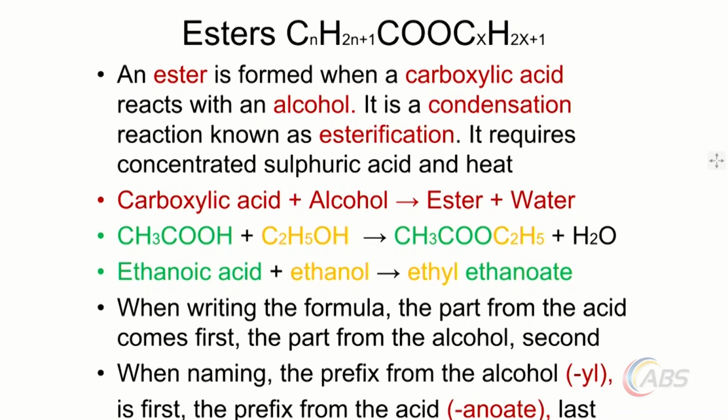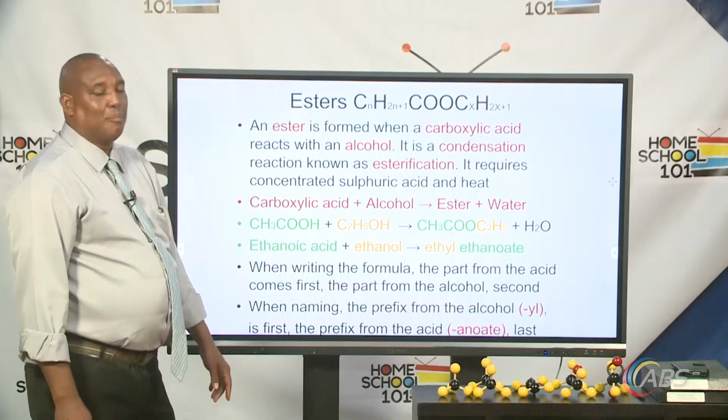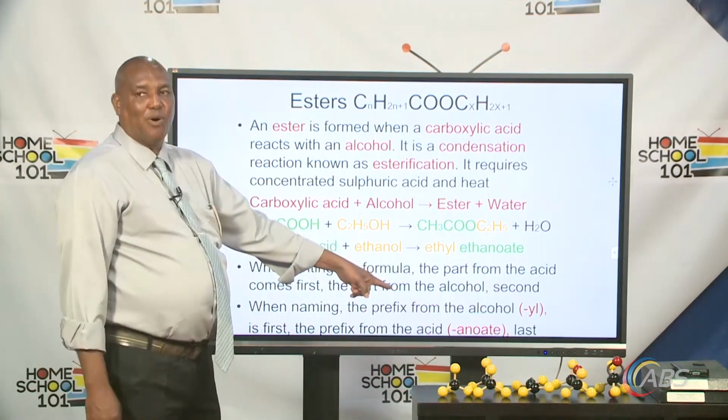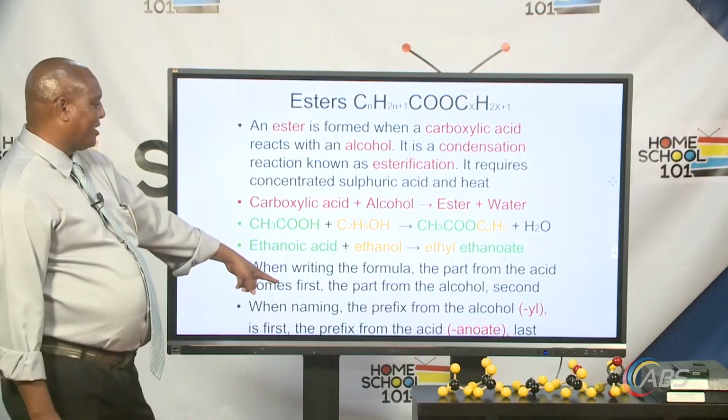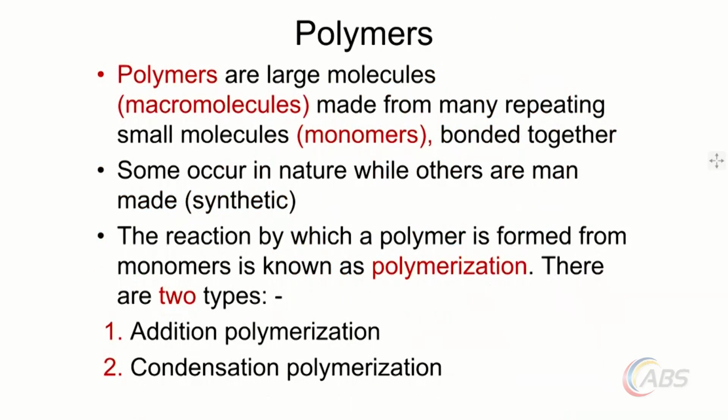And we've color-coded these reactions to show you that when writing the formula, the part from the acid comes first, the part from the alcohol comes second, and so when naming, the prefix comes from the alcohol, the "yl" group, and the last part comes from the acid, the "anoate" part, which is the last part of the molecule. So in this case, ethanoic acid plus ethanol produces ethyl ethanoate. Okay? And one small molecule of water that would have dried out. The sulfuric acid would act as the drying agent.